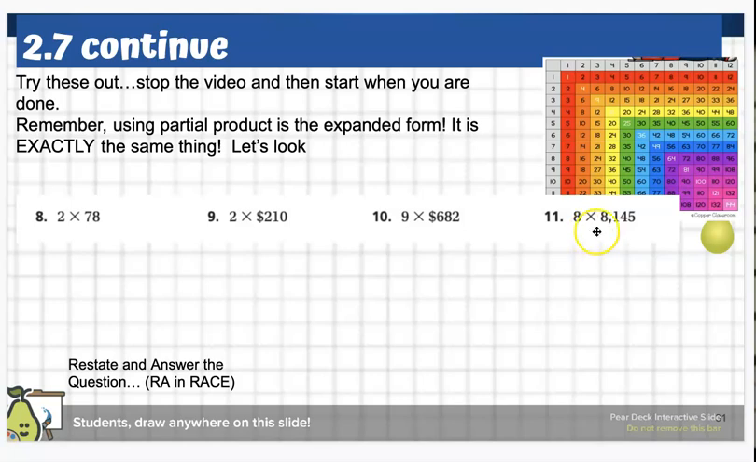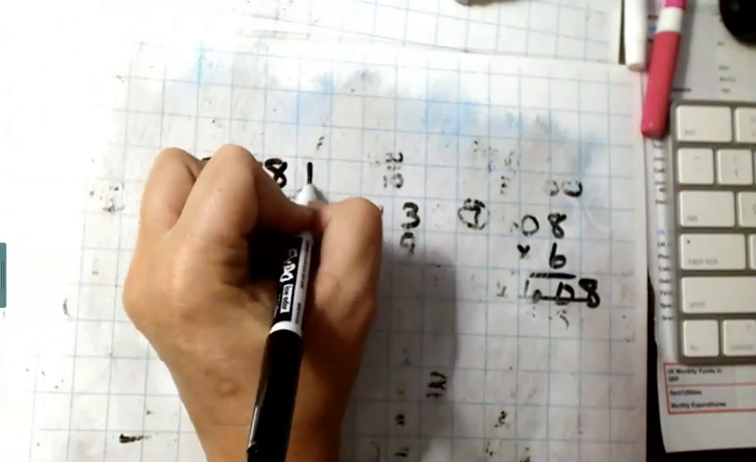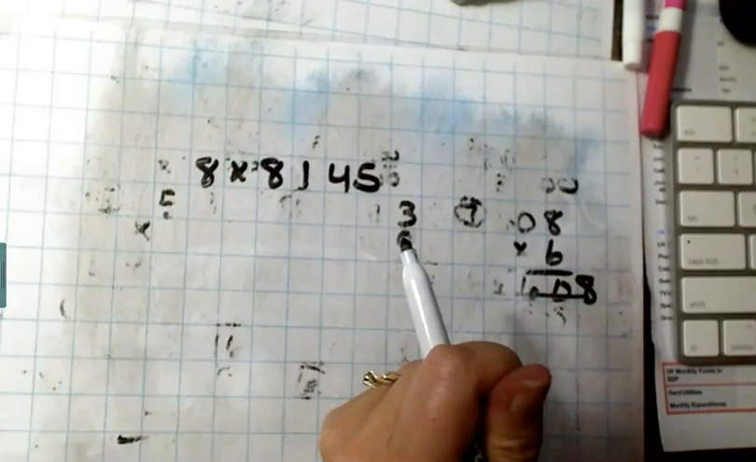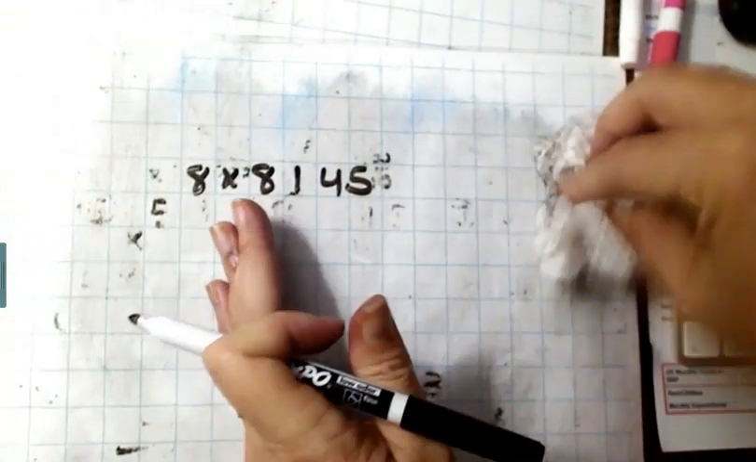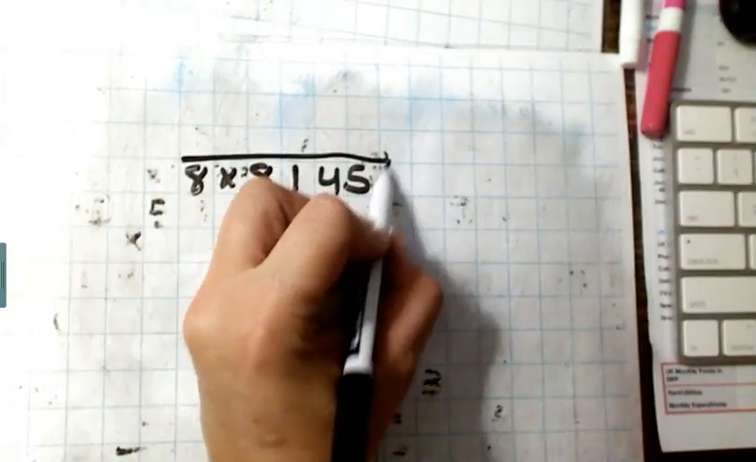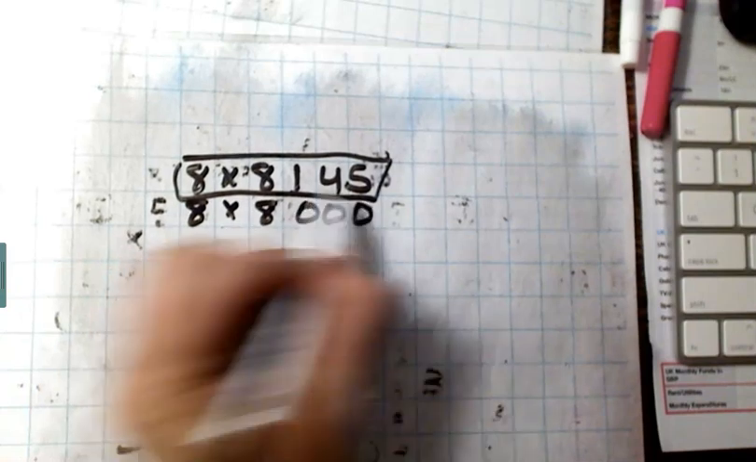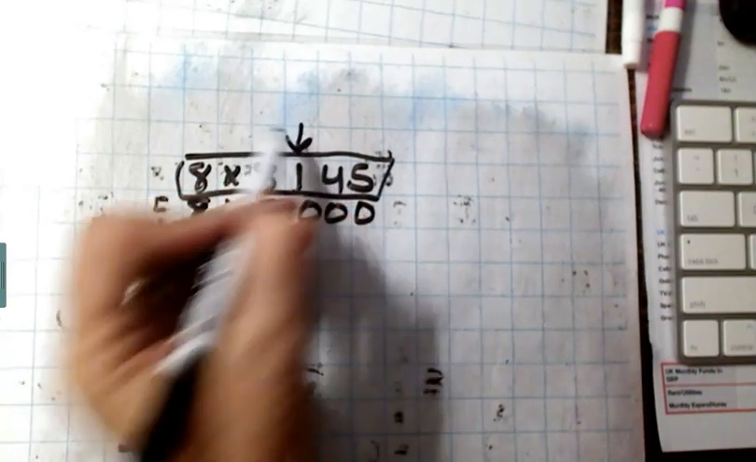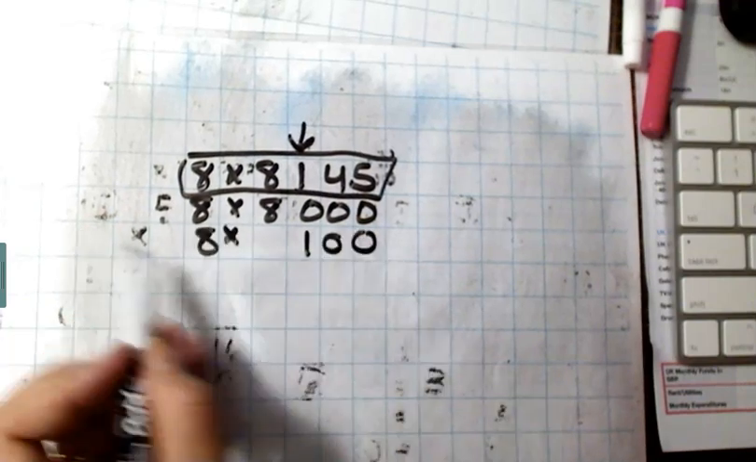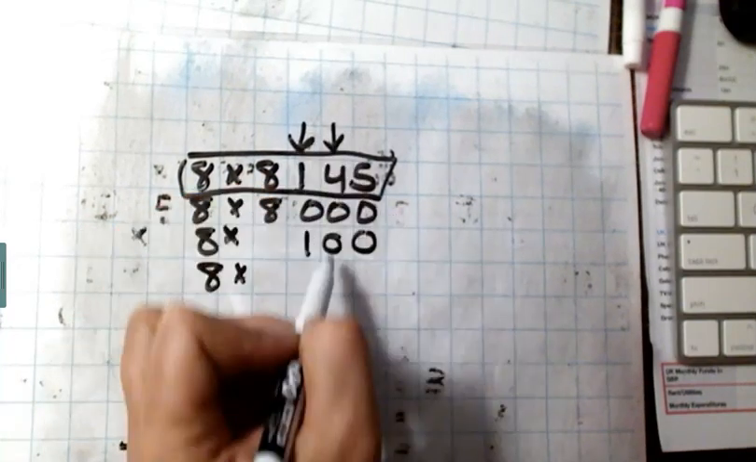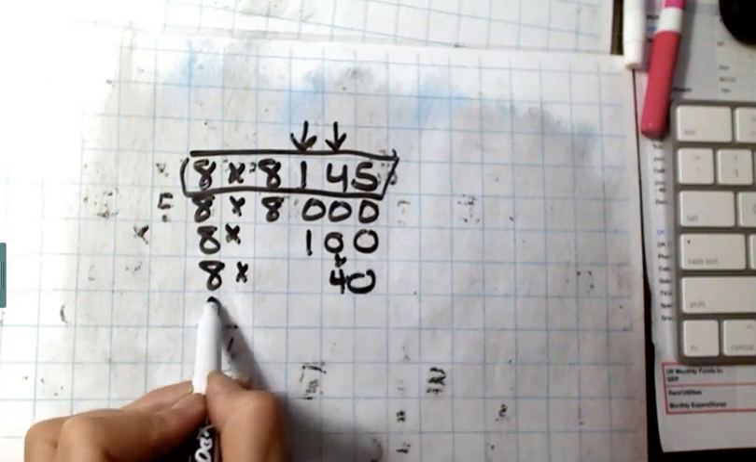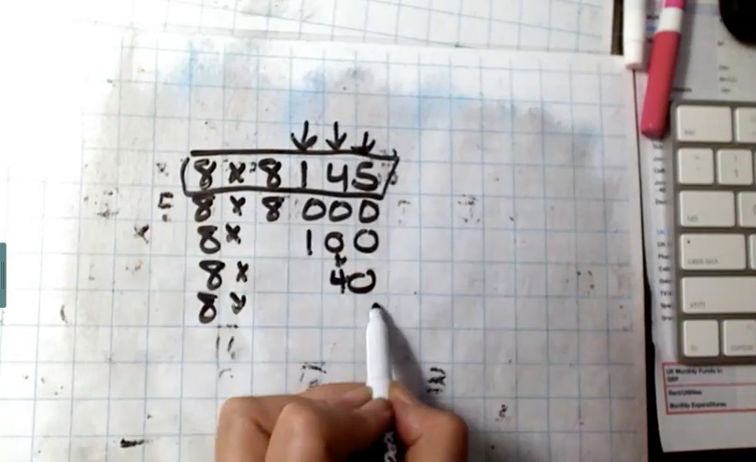Let's just jump here. 8 groups of 8,145. I'll do it for you. How's that? 8 groups of 8,145. Okay, that probably looks impossible for some, but remember, breaking it up into place value. 8 groups of 8,000. 8 groups of 100. 8 groups of, and you notice your place value, right? Goes right here, 40. 8 groups of 1s, 5.